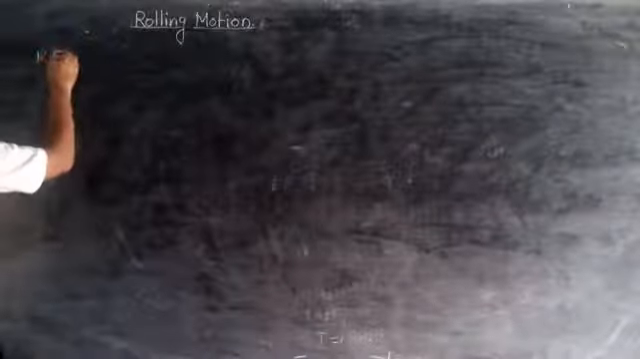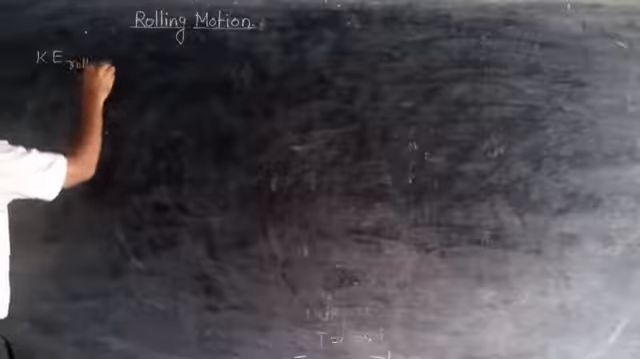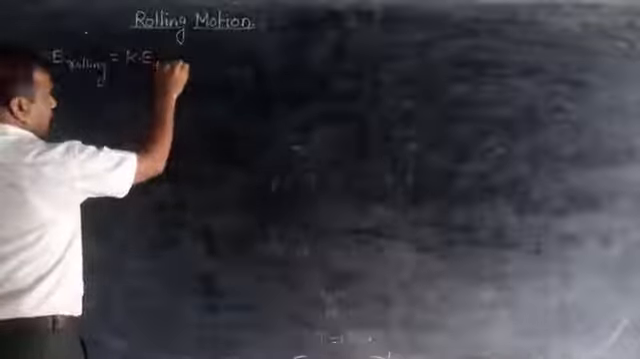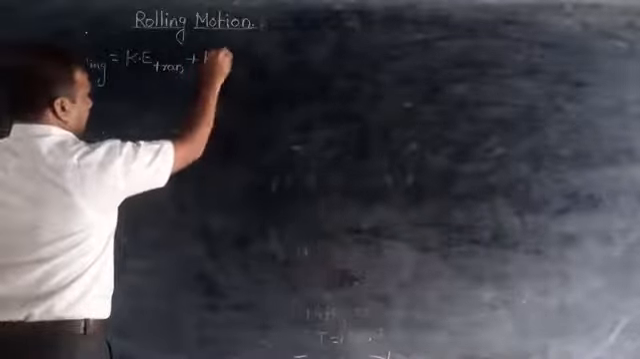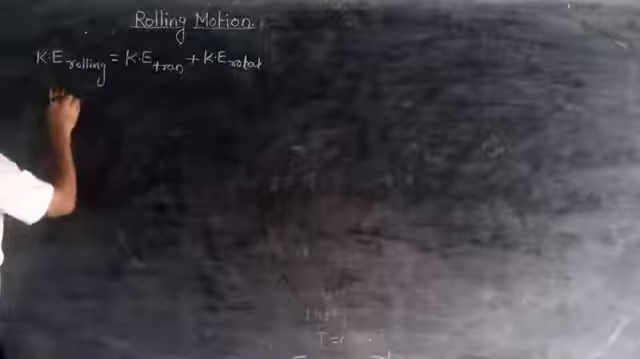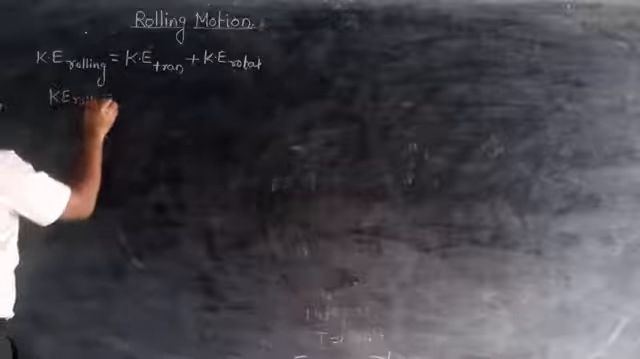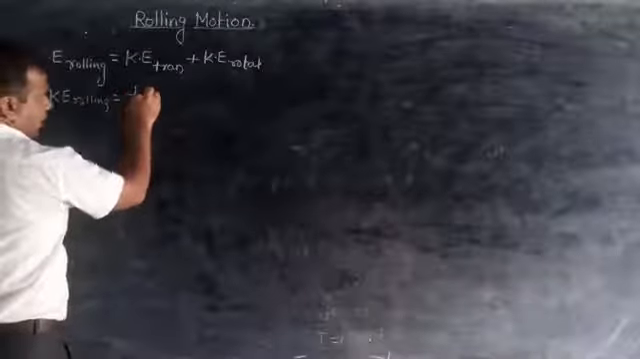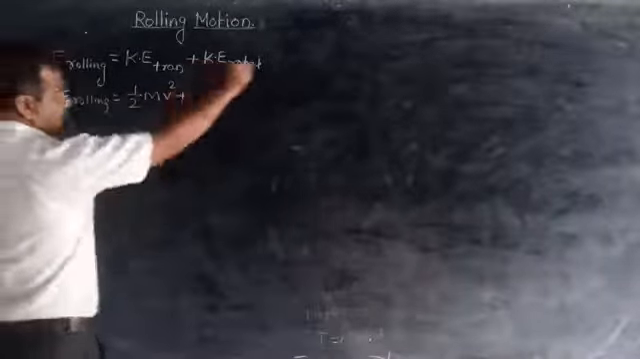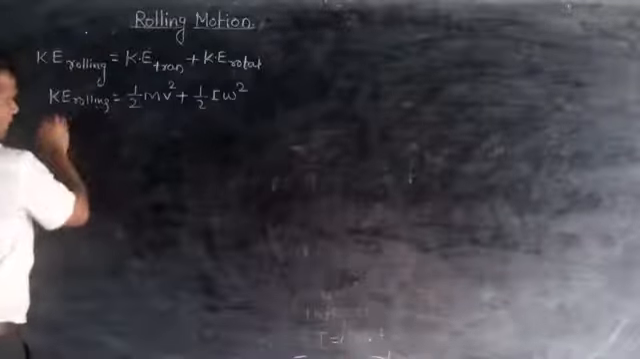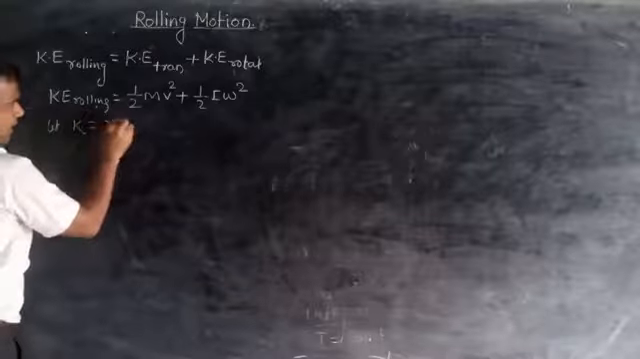Therefore, kinetic energy of rolling body is equal to kinetic energy due to translational plus kinetic energy due to rotational. Now kinetic energy of rolling is equal to, what is kinetic energy of translational body? Half m v square. Kinetic energy of rotating body, half I omega square. Let k be the radius of gyration.